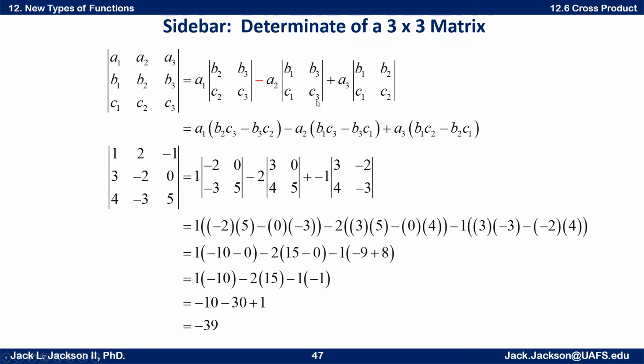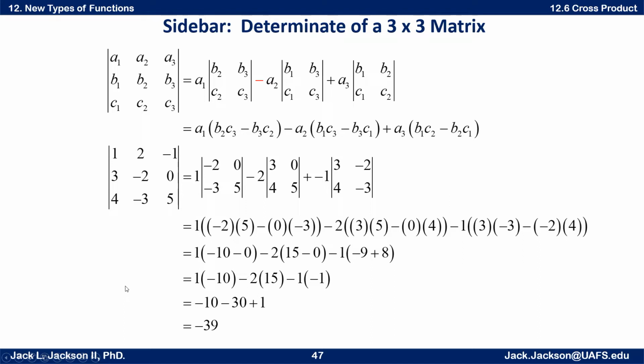Now we know how to do these 2x2 determinants from the previous slide. So this is B2 times C3 minus B3 times C2. Remember, this minus is built in. And here we have B1 times C3 minus B3 times C1. And the last one is B1 times C2 minus B2 times C1. And we can work that out. So let's look at an example.